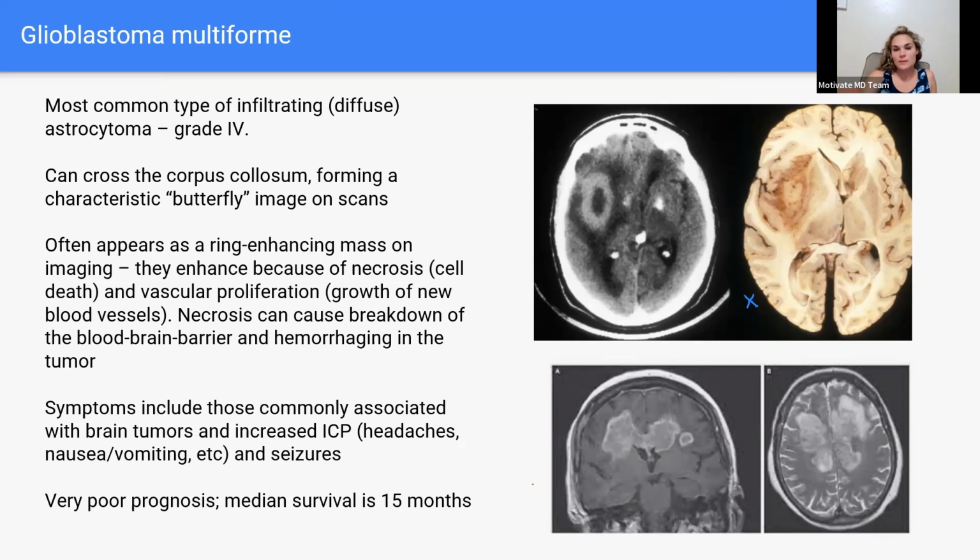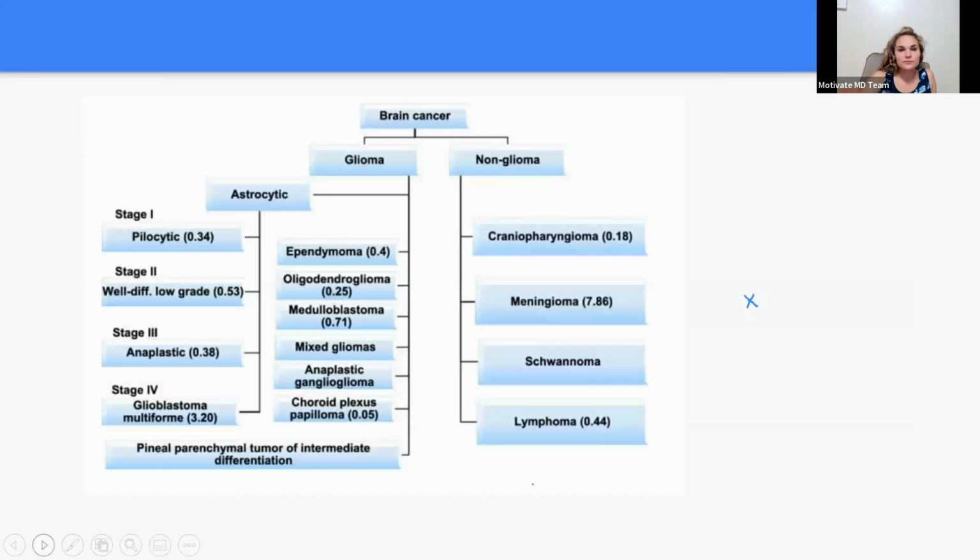And you guys have probably heard about this before. Maybe you have, maybe you haven't, but it's definitely one to know, which is why I picked it as one of the brain tumors to go through.